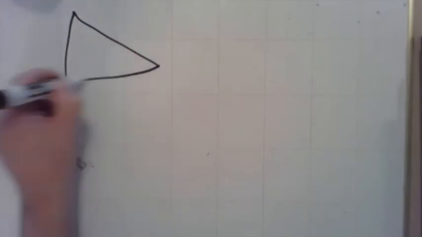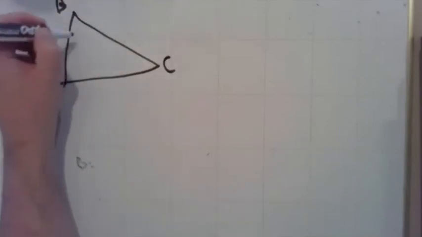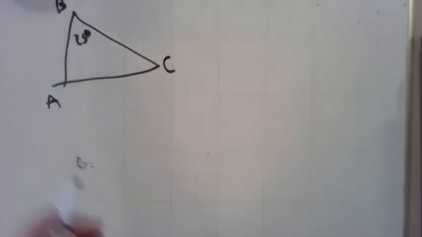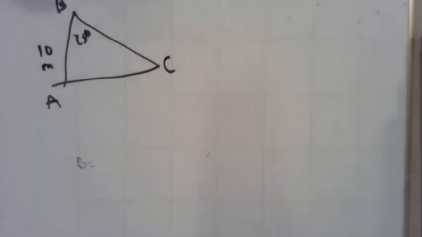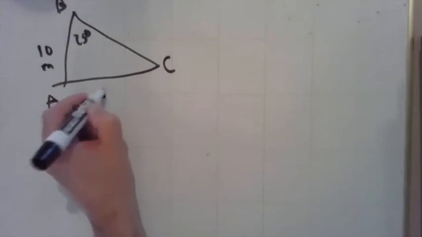Now let's do one of the hard ones. Let's do an ambiguous case, a side side angle. Okay, so I want triangle ABC. We're going to call this guy 25 degrees. This side will be 10. Let's go with meters. And this side will be 15 meters.